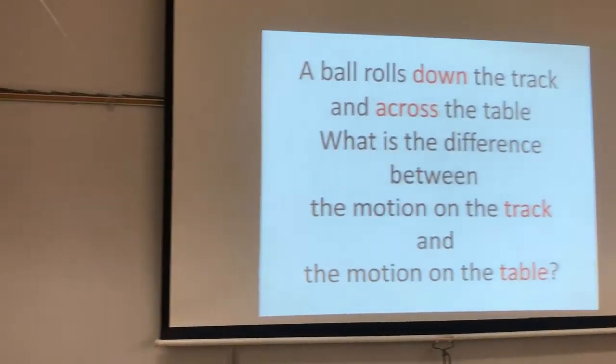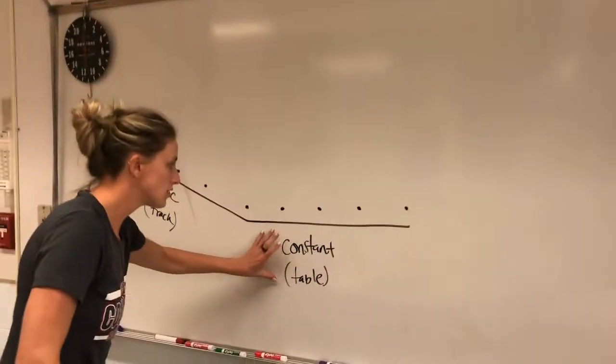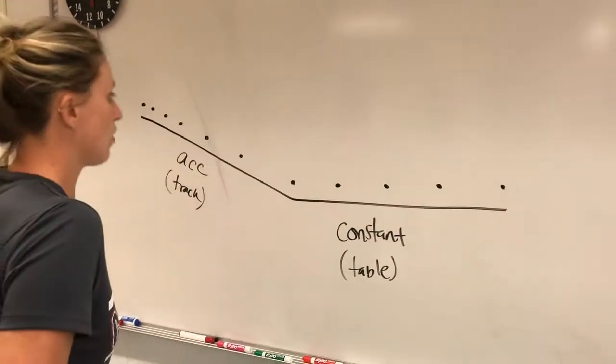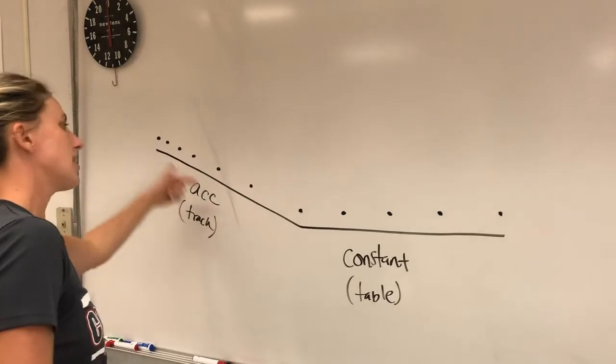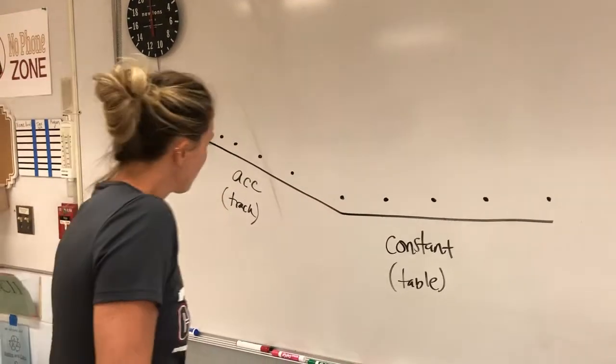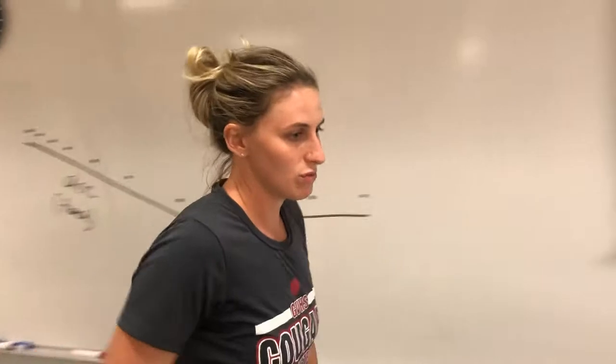So what is the difference between the motion on the track and the motion on the table? Well, here we have constant motion on the table. Our velocity is going to go the same throughout, but over here it's speeding up, it's accelerating, right? Yeah, because it's going downhill. It's what happens when you go downhill.